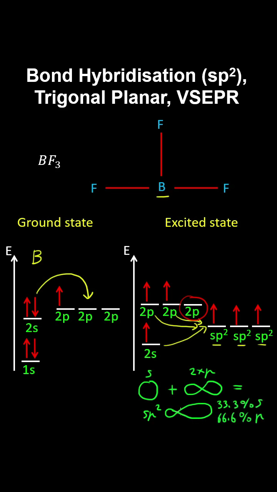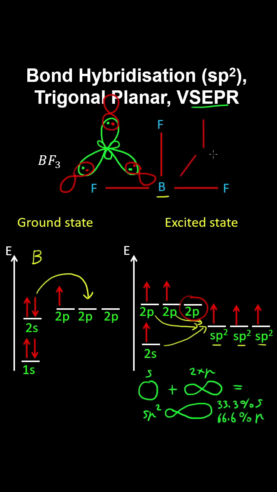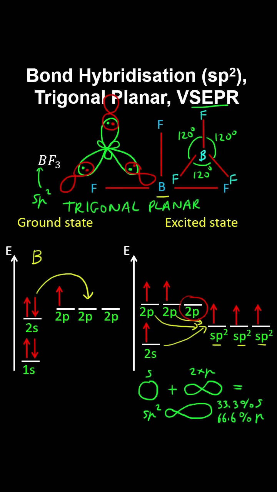So if we draw these orbitals around the boron atom using valence shell electron pair repulsion theory, where we maximize the distance between the electron pairs, and these hybrid orbitals overlap with the p orbitals of fluorine. The molecular geometry looks something like this, and maximizing the distance between the electron pairs, the bond angles are 120 degrees. So here boron is sp2 hybridized, and the geometry of the molecule is trigonal planar.